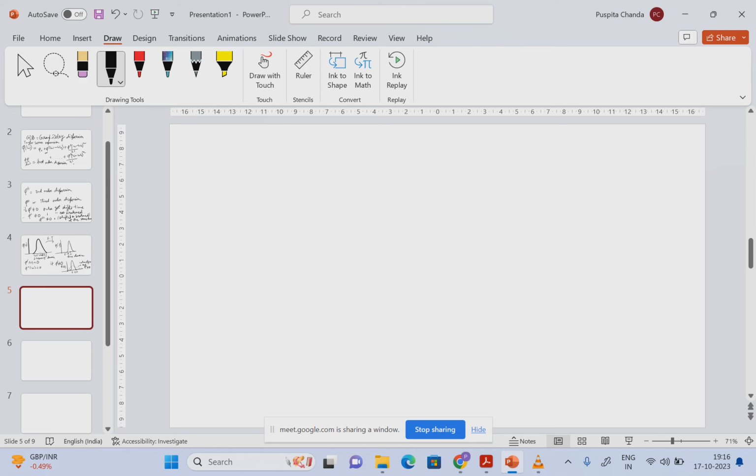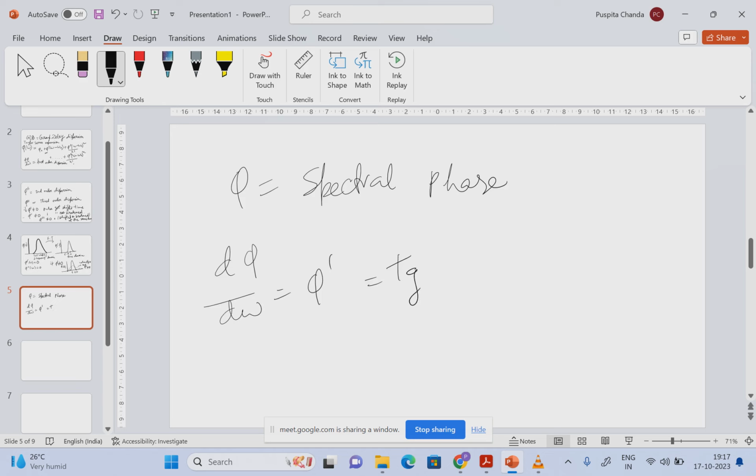Now, phi is the spectral phase. Okay. I want to discuss some things. d phi by d omega, which is phi dash, is called group delay. First order dispersion, that I have mentioned already.